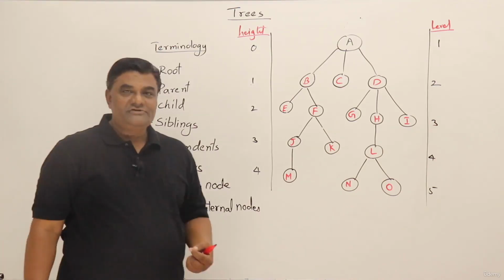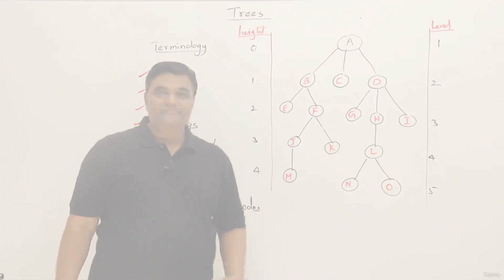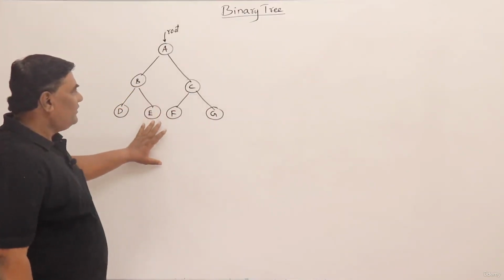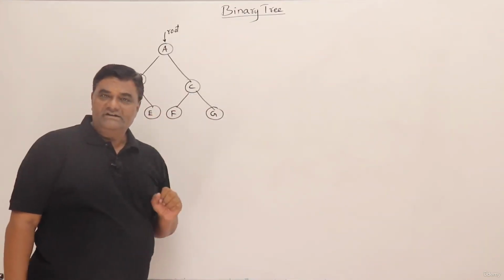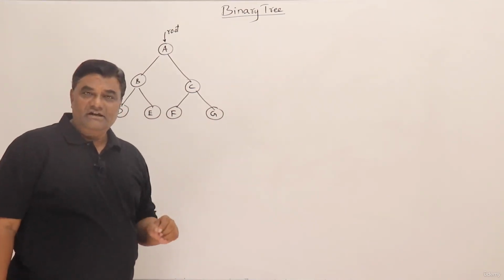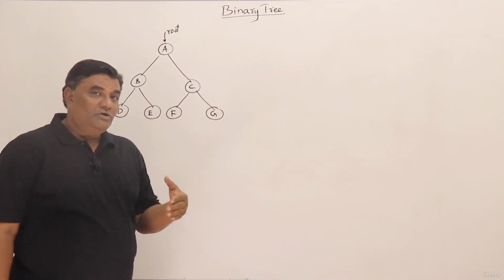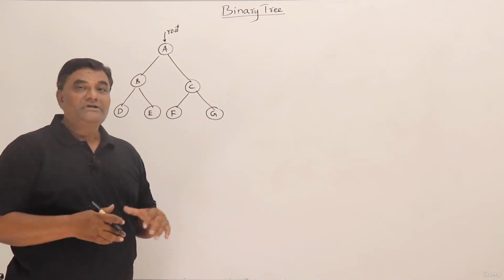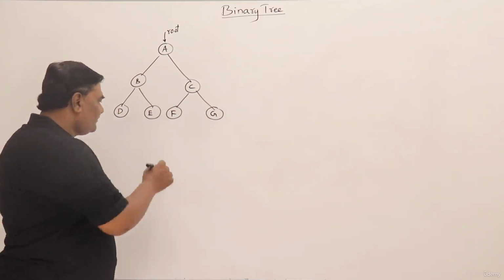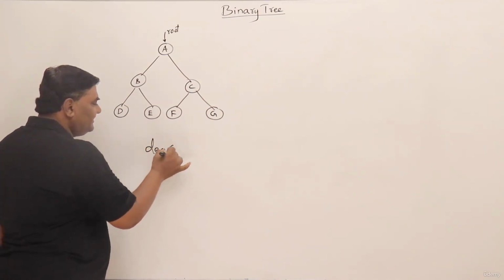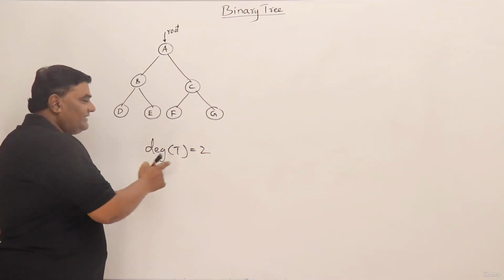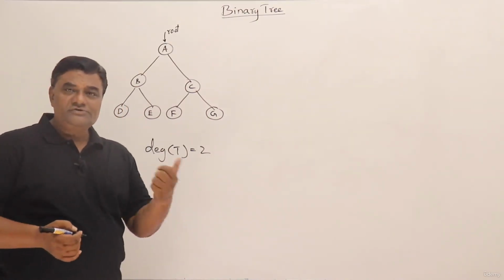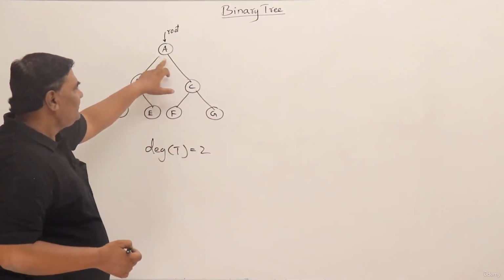Now I will introduce you to a binary tree. Now let us learn about binary tree. A tree of degree 2. Degree 2 means every node can have maximum 2 children, not more than 2 children. It can have less than 2 children, but not more than 2. So the degree of the tree must be 2. If the degree is 2, then it is called a binary tree. So every node can have 2 children.